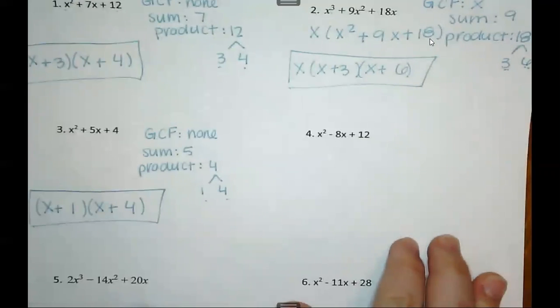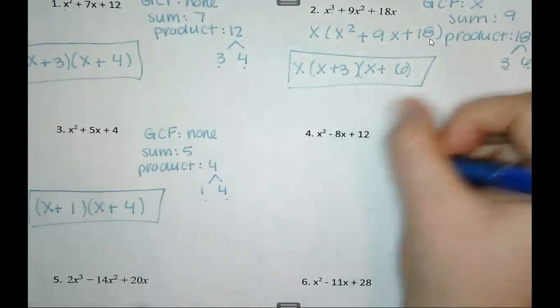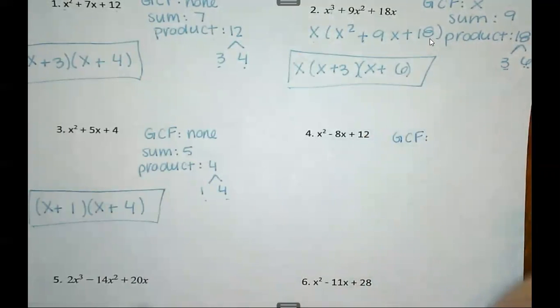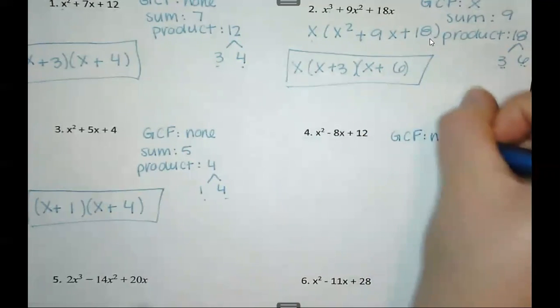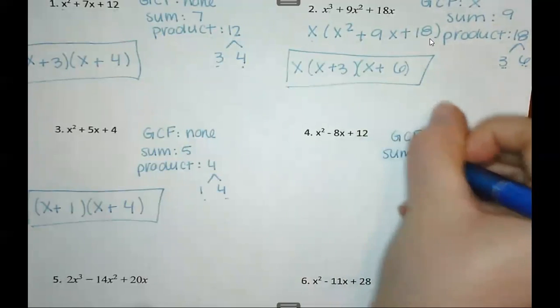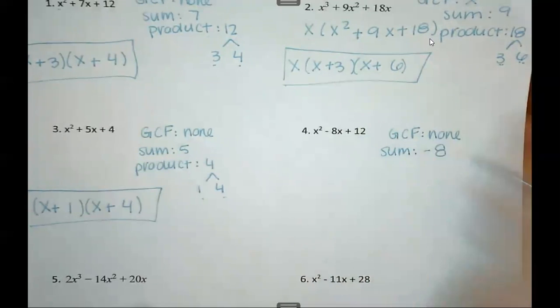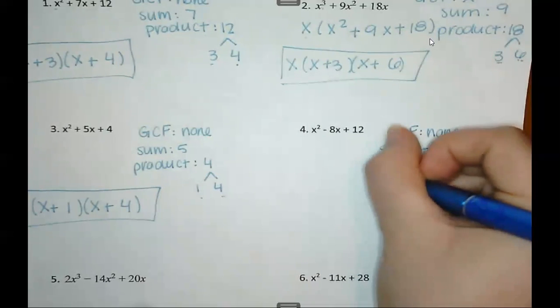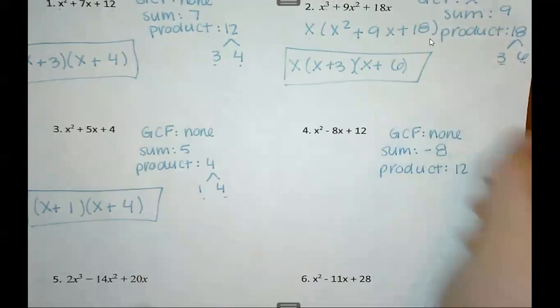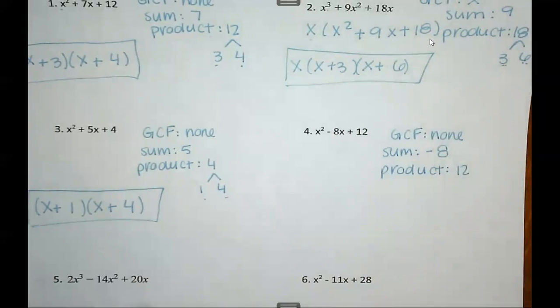All right, number 4. First, I look for my GCF. Doesn't look like there's a number, and they don't all have a variable, so no GCF on this one. Then I look at my sum, which is my middle number, -8. Make sure you don't lose that negative, keep it with you. And product, which is 12. So I need something that multiplies to give me 12 and adds to give me -8.